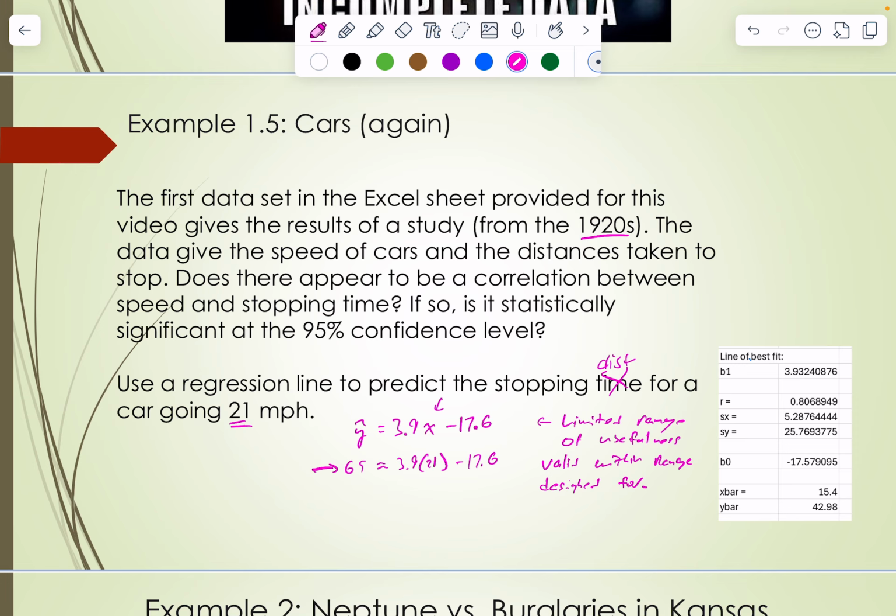And so this 21 here, this is interpolating, because it was comfortably within the range of x values.